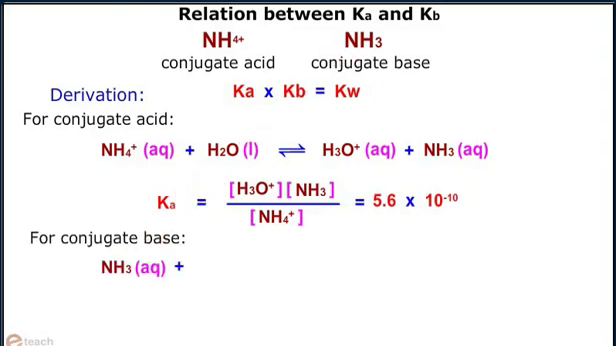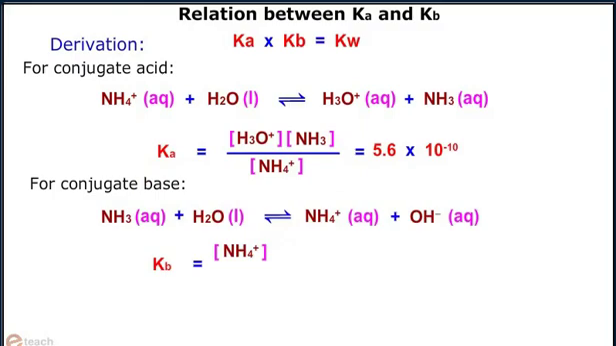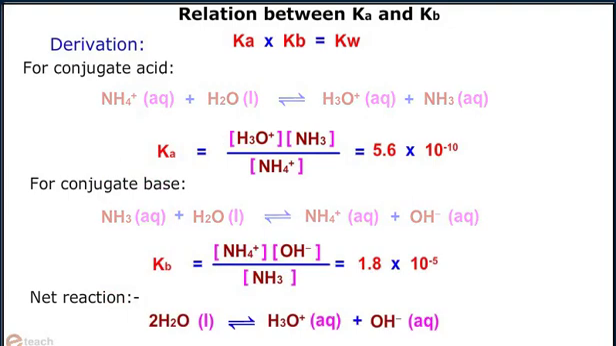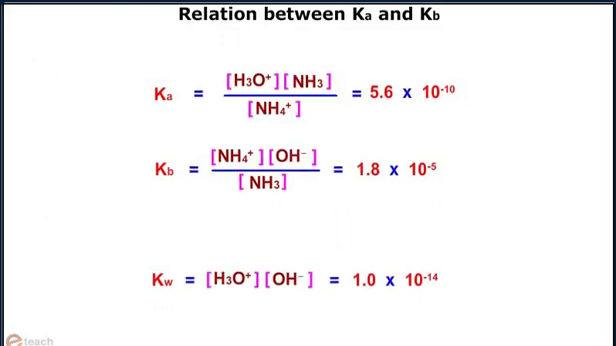For the conjugate base, NH3 + H2O ⇌ NH4+ + OH−. Since Kb equals the concentration of NH4+ multiplied by the concentration of OH− upon the concentration of NH3, which equals 1.8 × 10^−5. The net reaction is 2H2O ⇌ H3O+ + OH−. Since Kw equals the concentration of H3O+ multiplied by the concentration of OH−, which equals 1 × 10^−14.